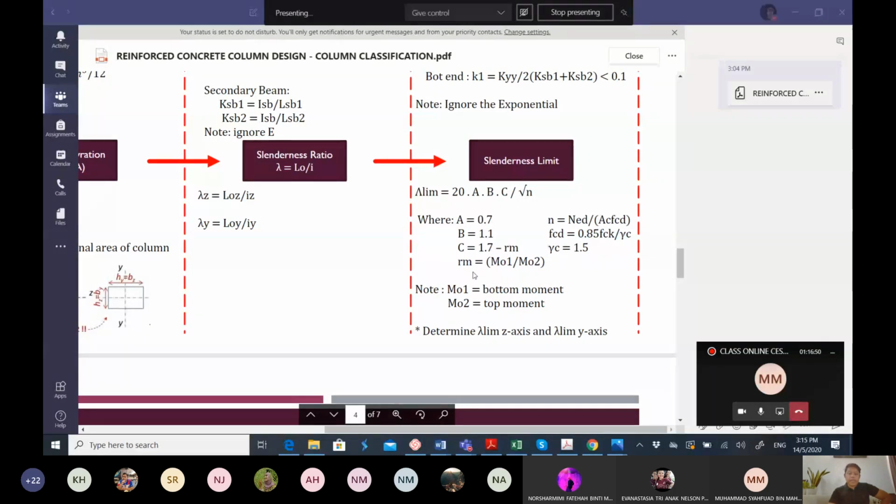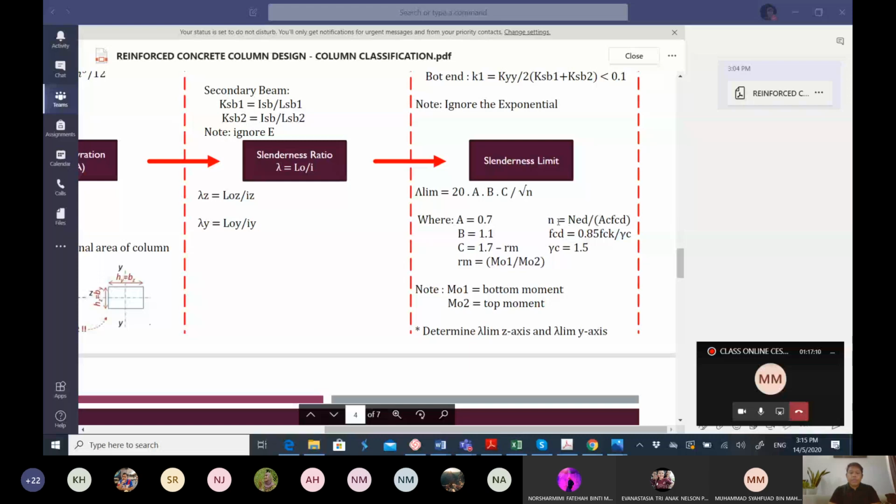So if you get the answer for your ratio of moment here negative, you have to include the negative value. If you get a positive, you have to include the positive value. So your N is equal to NED over AC FCD. FCD is equal to 0.85 RCK over lambda gamma C. The gamma C is equal to 1.5.